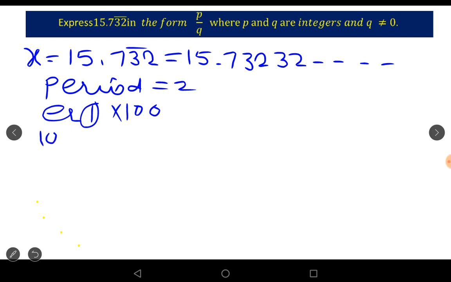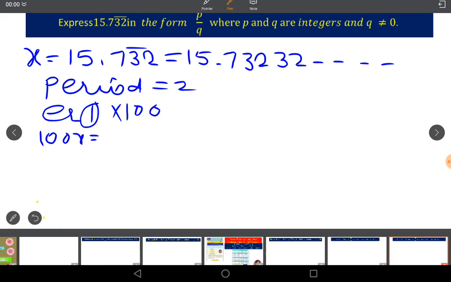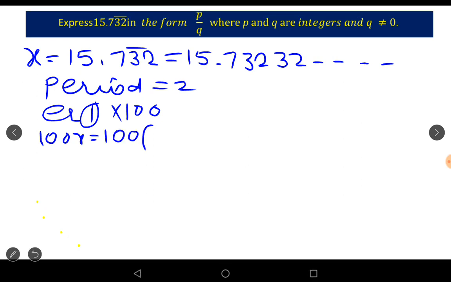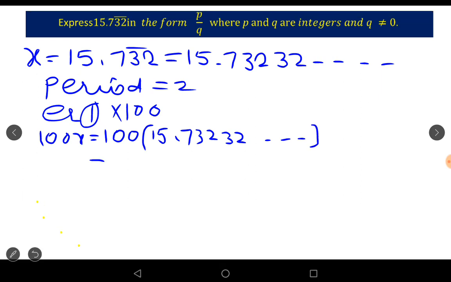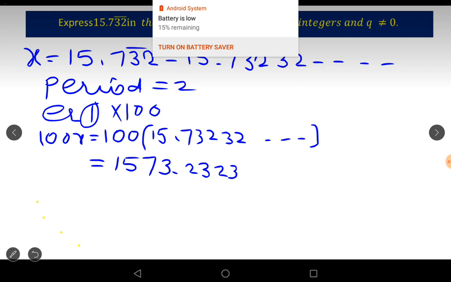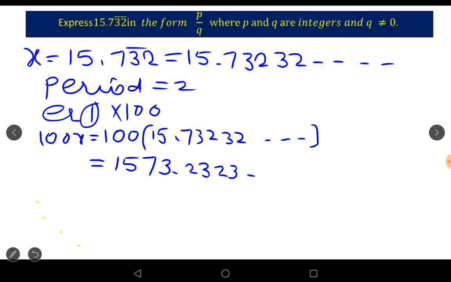So 100x is equal to 100 into 15.73232, so on. So that decimal point is moved two places: 1573.2323, so on. Okay, this is the 100 times of x. This is the equation 2.